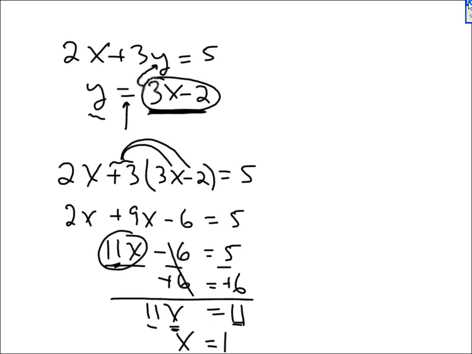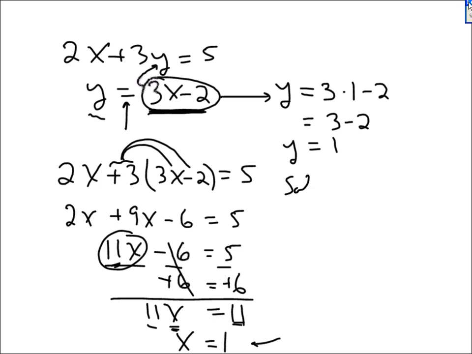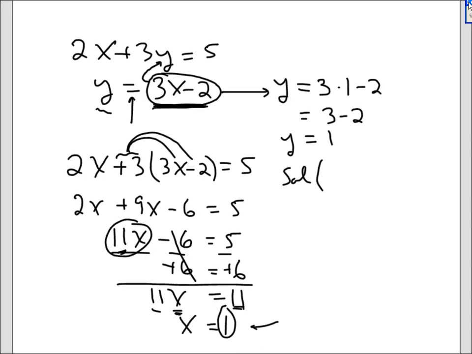Now the nice thing about these types of problems is you already have an equation that says y equals. Y is equal to 3 times x, which we just learned is 1, minus 2. So y is 3 minus 2. Y is 1 as well. So the solution is x comma y, 1 comma 1. Solving for that second variable is a little bit easier because you have an equation that's already in the form, in this case, y equals.